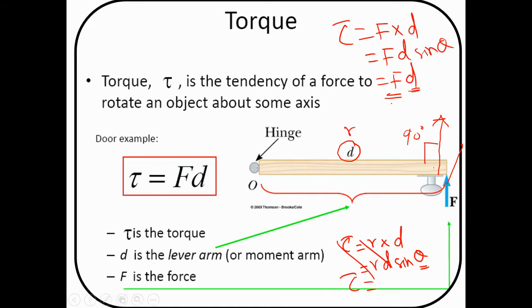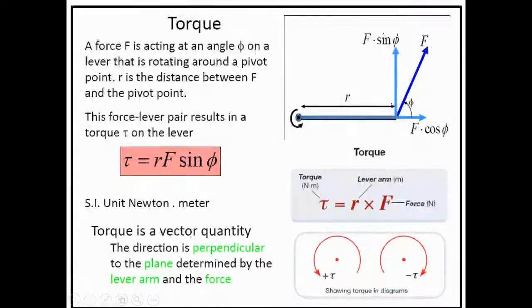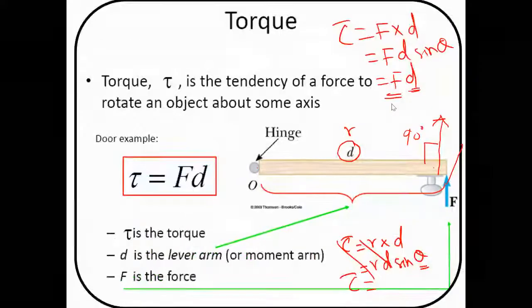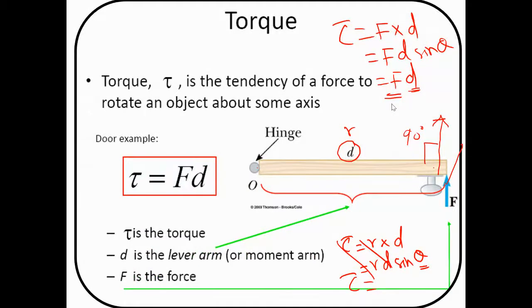Always sine, right? I said always sine here because the force is perpendicular to D. Here the angle is exactly 90 degrees. If you apply the force at 90 degrees, you will get the maximum torque.